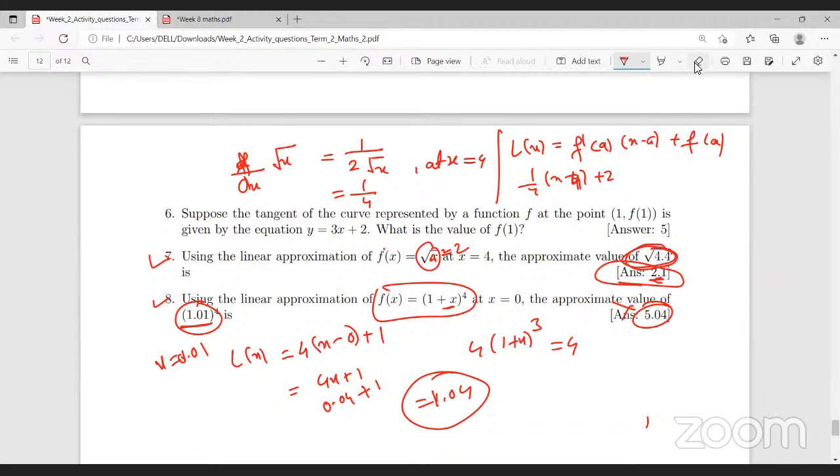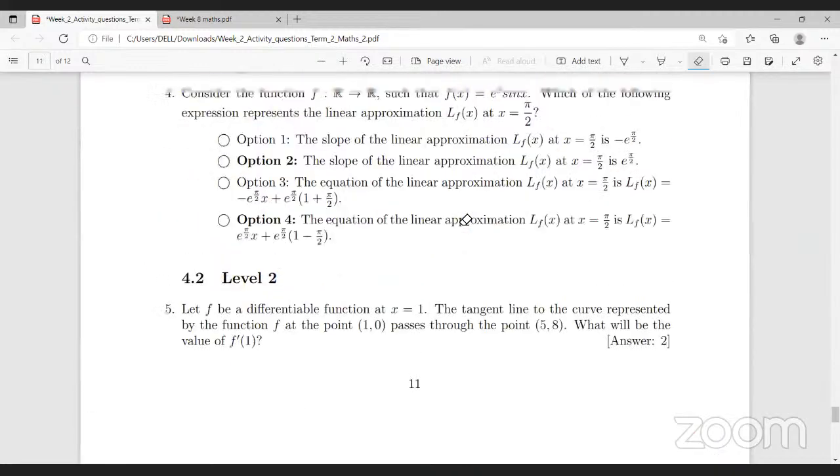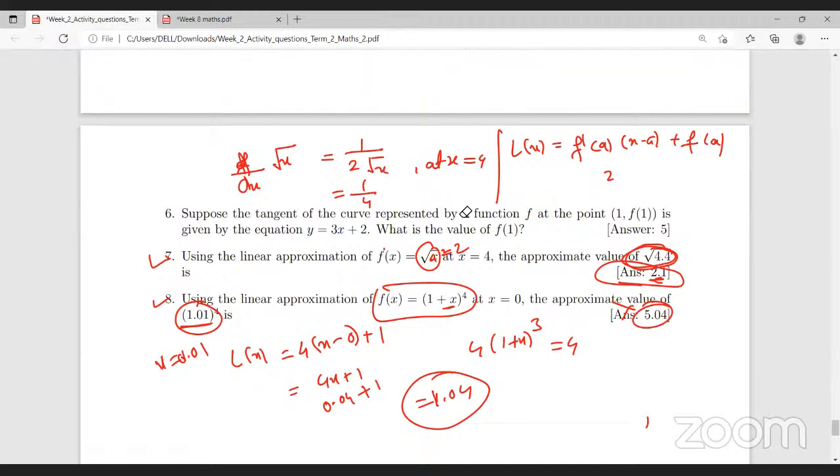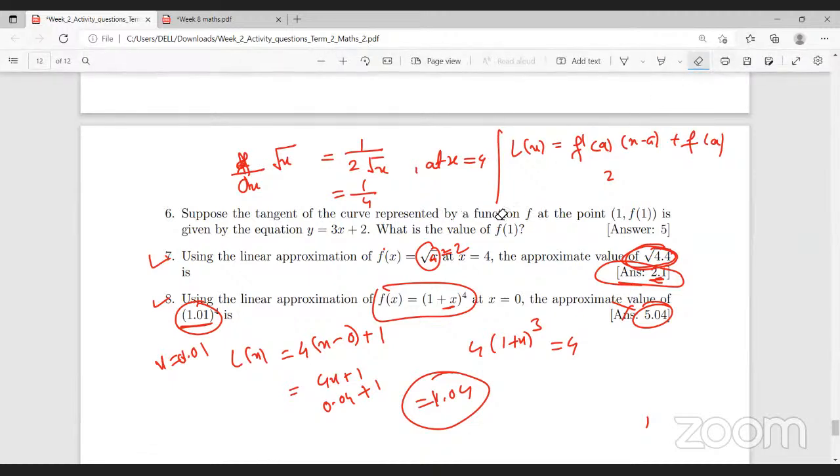Okay, sir. So I got how to solve and how to approach the question, but I am still in a dilemma. Why are we solving this? What is the concept behind this linear approximation? Why are we finding this? Suppose there is a very complex function and we have to find out its value at any point. So we can simply use this linear approximation.